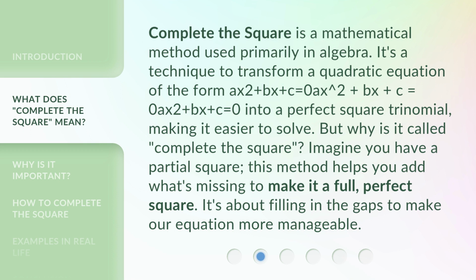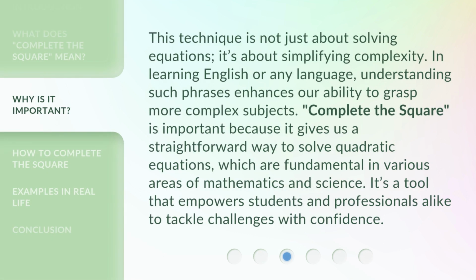Imagine you have a partial square. This method helps you add what's missing to make it a full, perfect square. It's about filling in the gaps to make our equation more manageable. This technique is not just about solving equations, it's about simplifying complexity. In learning English or any language, understanding such phrases enhances our ability to grasp more complex subjects.